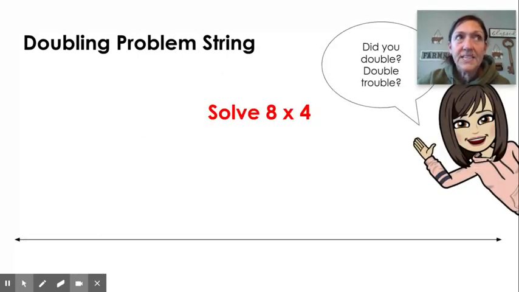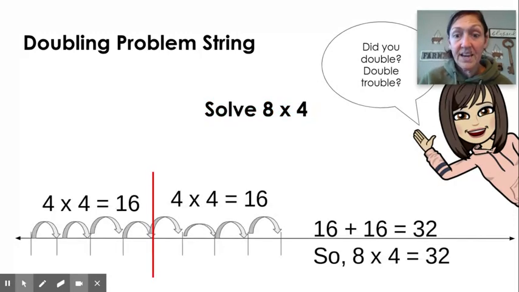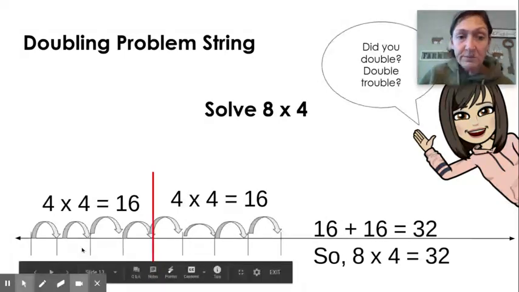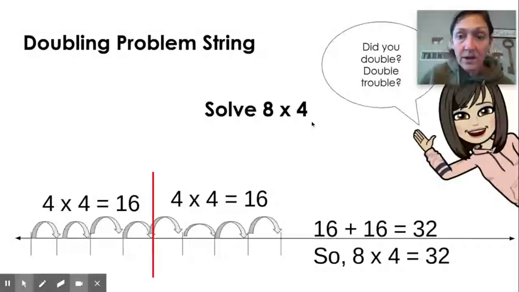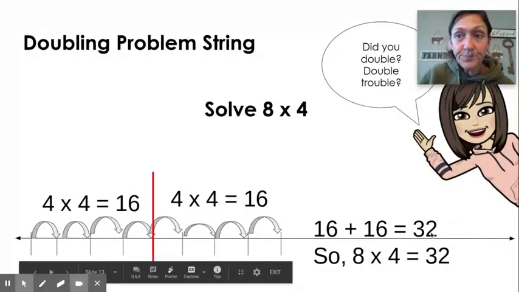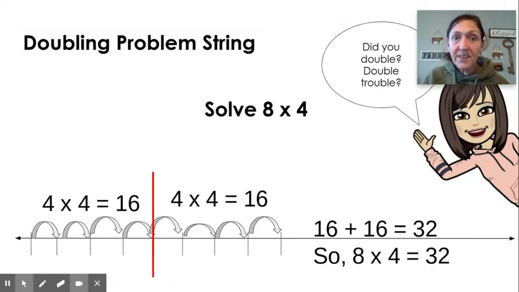Ooh, 8 times 4. Boys and girls, we just found out what 4 times 4 is. If you doubled 4 times 4, you would get 8 times 4's answer. Try it. Okay, 4 times 4 is 16. If we do that again, 4 times 4, and then 4 more, that's 8 jumps all together. That's 8 times 4. So we'd add 16 plus 16, which is 32, which means 8 times 4 equals 32. You are awesome at this.